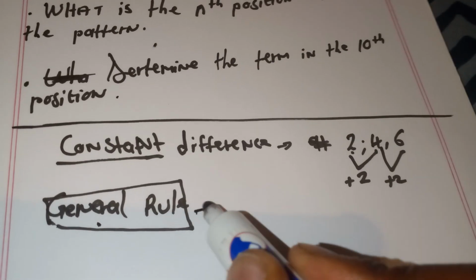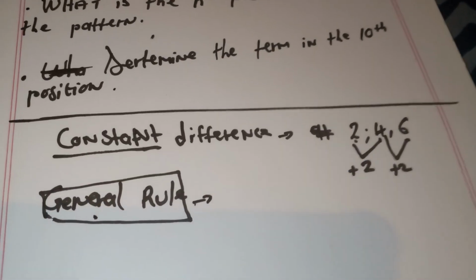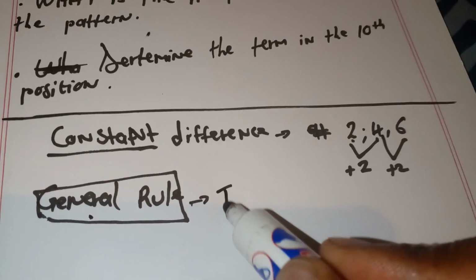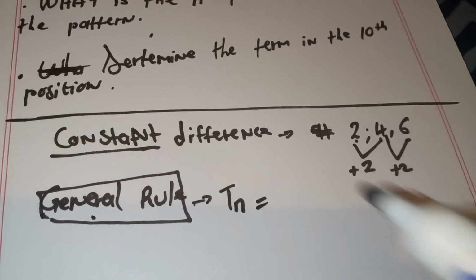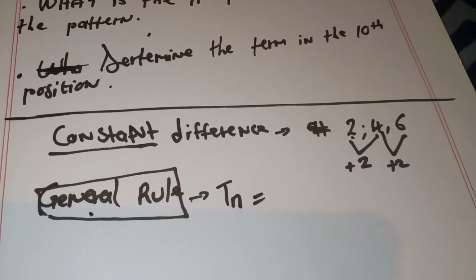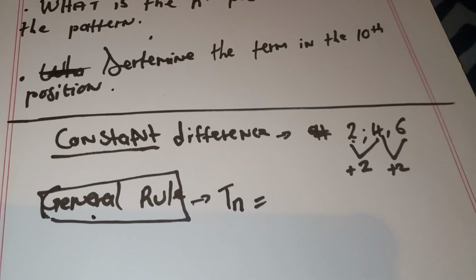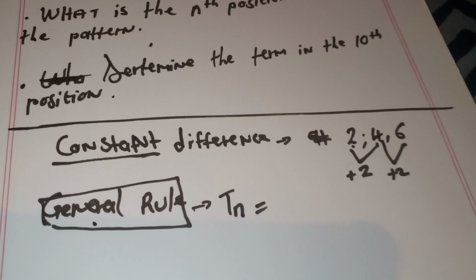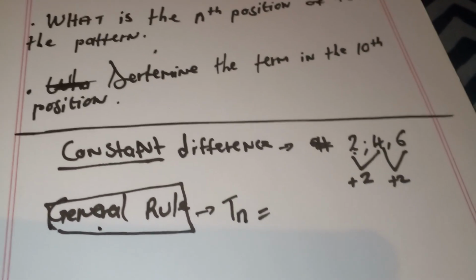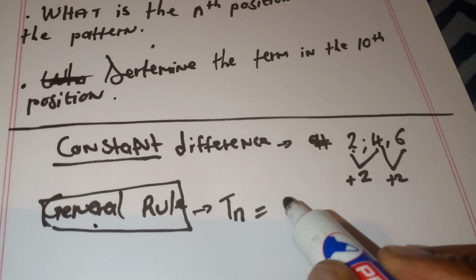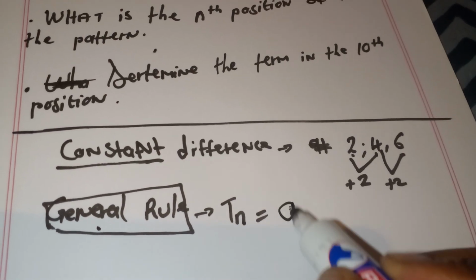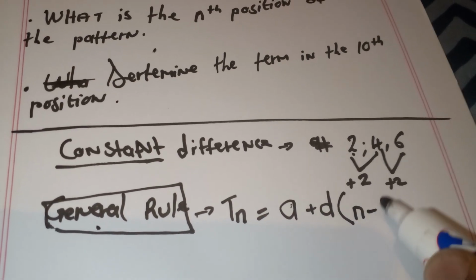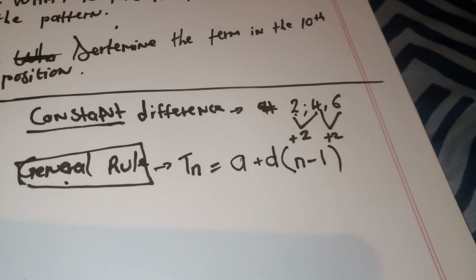The general rule depends on which letters your teachers are using. They can use any letter, but I normally say it is Tn. I don't know how they are writing it at your school, but I prefer to write it this way: Tn equals A plus D, then N minus 1.